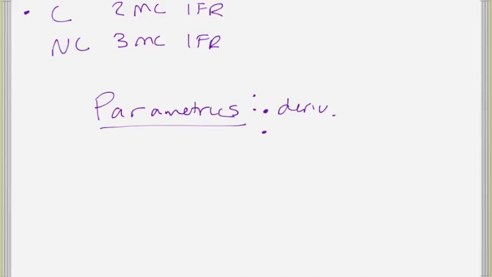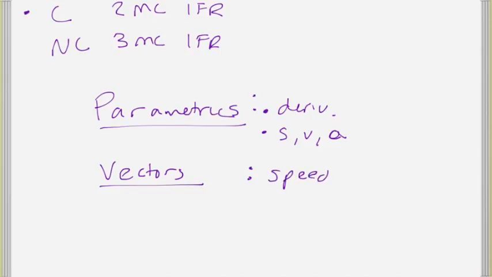We need derivatives. You need to know the position, velocity, acceleration relationship that we've been working with all year, that those are derivatives. You need to know vectors, mainly to understand speed, because vectors are really just parametrics. Inside of a vector is an x component and a y component, so really you're just given a parametric. If you need a derivative of a vector, just take a derivative of a parametric. Just take their separate derivatives.